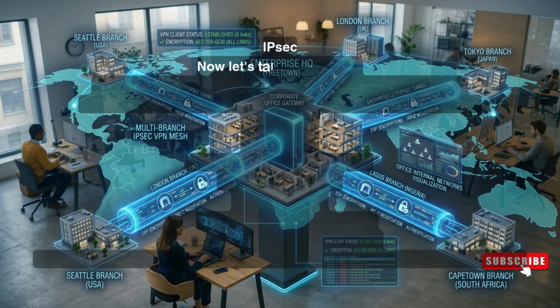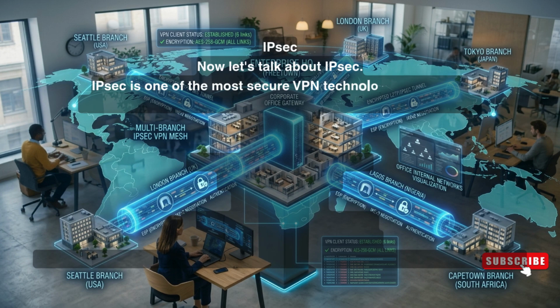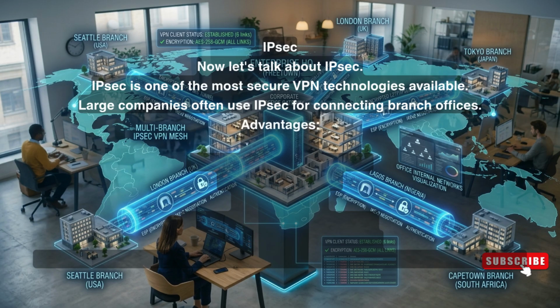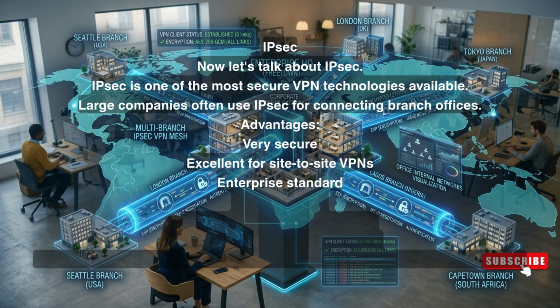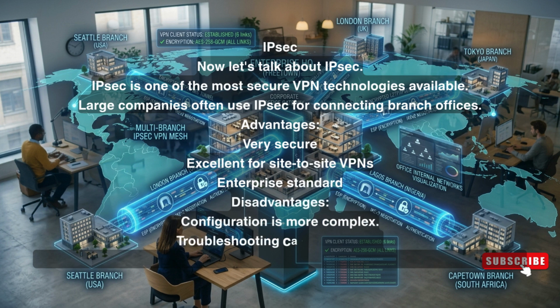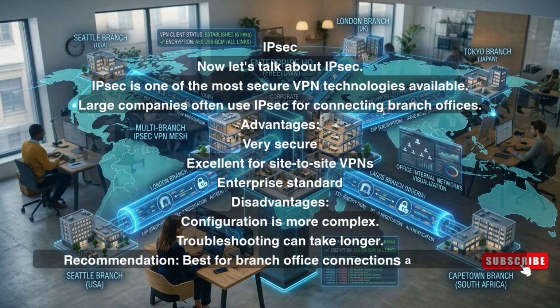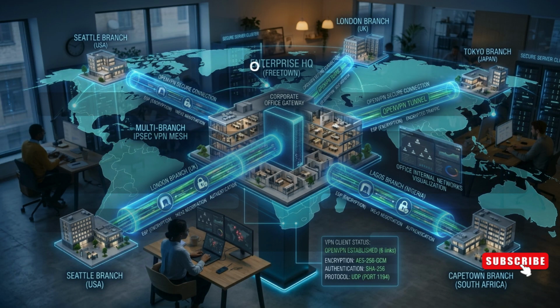IPsec. Now let's talk about IPsec. IPsec is one of the most secure VPN technologies available. Large companies often use IPsec for connecting branch offices. Advantages: very secure, excellent for site-to-site VPNs, enterprise standard. Disadvantages: configuration is more complex. Troubleshooting can take longer. Recommendation: best for branch office connections and enterprise networks.